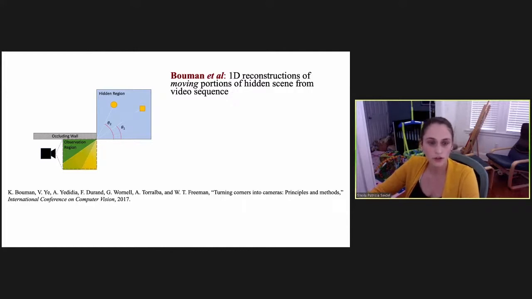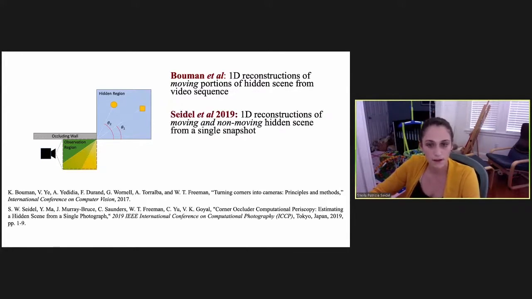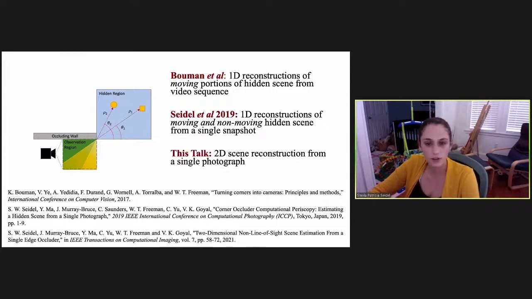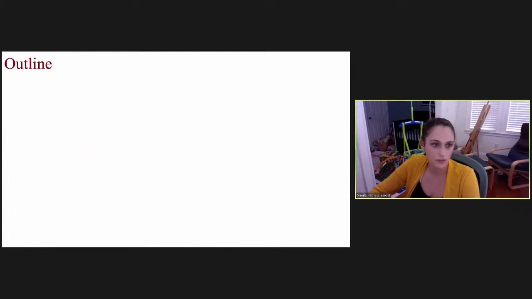There they form 1D reconstructions, where that one dimension is azimuthal angle around the corner, of hidden scenery in motion from a video sequence. It's moving parts of the hidden scene because they are performing background subtraction. In our own subsequent work, we form 1D reconstructions of moving and non-moving hidden scenery because we're not performing background subtraction. We do that using a single snapshot without assuming a uniform floor albedo. In this talk, I'm going to focus on 2D scene reconstruction from a single photograph, so our new reconstruction dimension is range into the hidden scene.